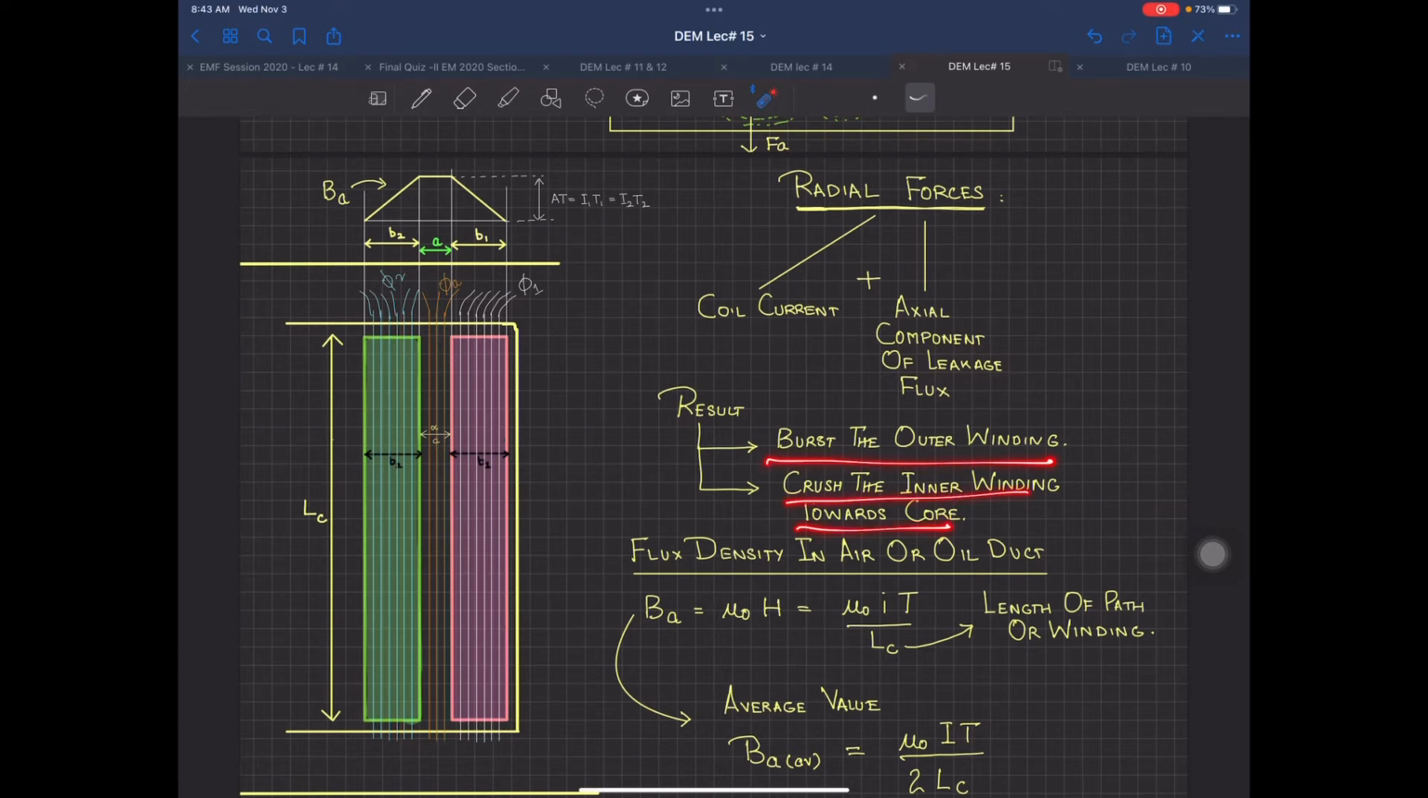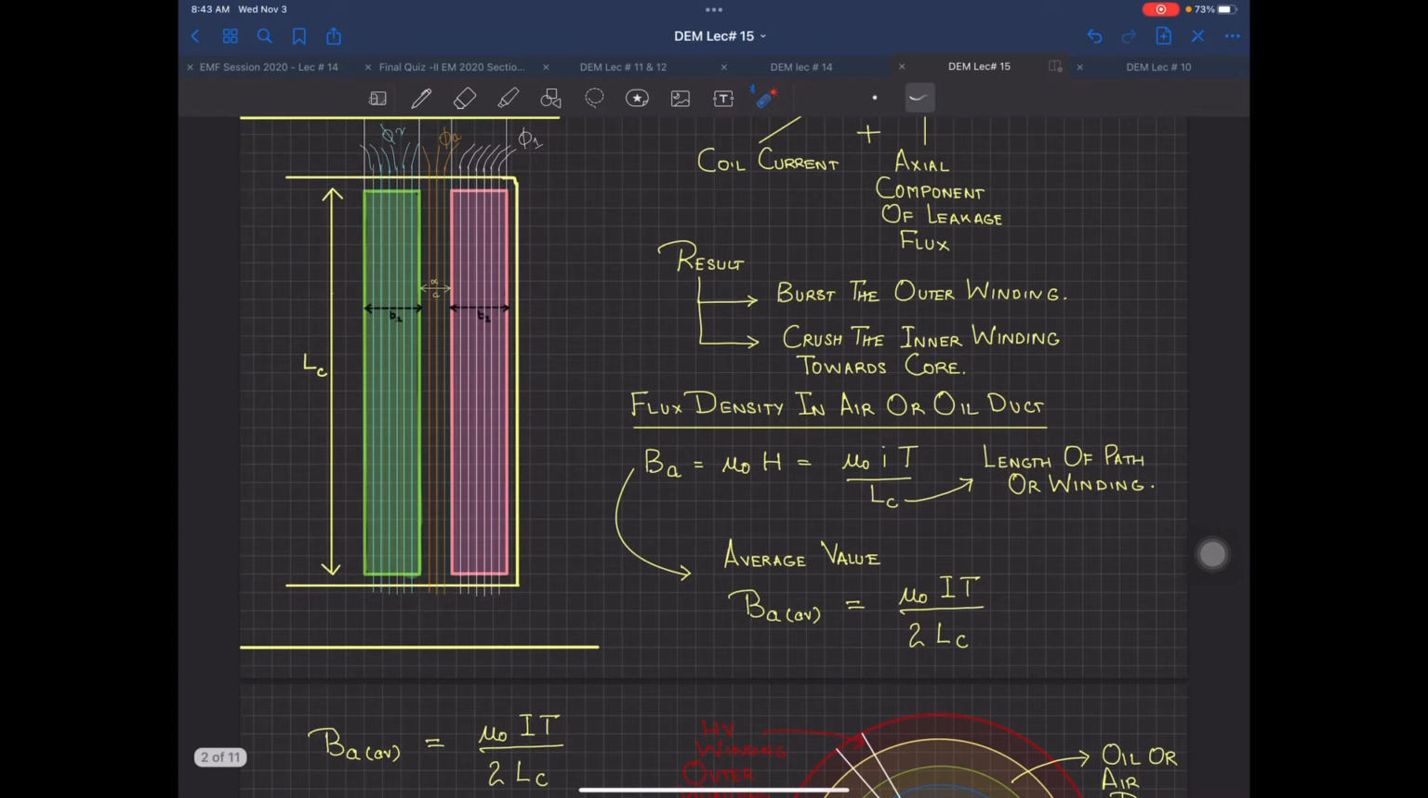We just did it. Now, I need to find out the flux density in the air or the oil duct. For this purpose, I know BA; you can call this B alpha also, because A and alpha, I told you, is the oil duct dimension parameter. So if this is B alpha or BA, this is going to be equal to mu naught H. I am assuming mu naught, the air gap permeability. What is H? H is equal to Ni by Lc, according to Ampere's law.